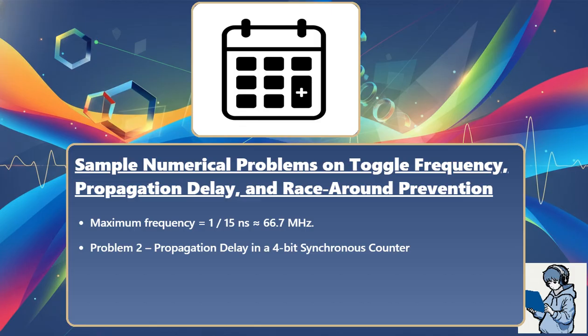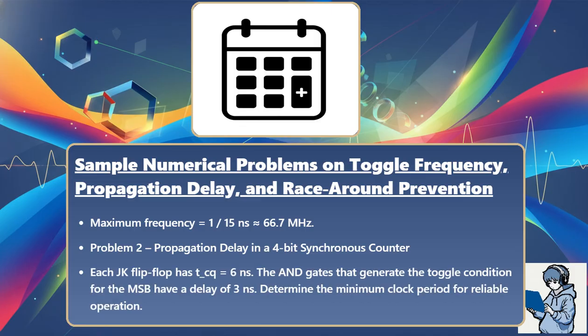Problem 2 - propagation delay in a 4-bit synchronous counter. Each JK flip-flop has TCQ equals 6 nanoseconds. The AND gates that generate the toggle condition for the most significant bit have a delay of 3 nanoseconds. Determine the minimum clock period for reliable operation.